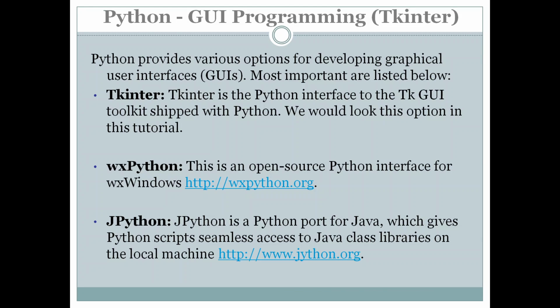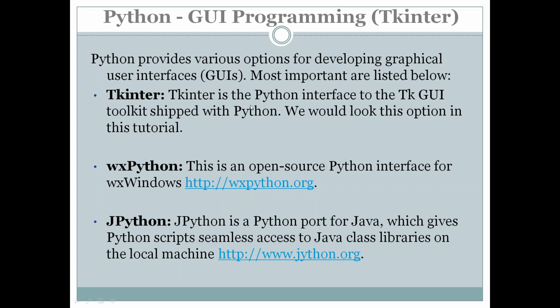Python provides various options for developing a graphical user interface. The most important libraries which can be used are listed here. These are tkinter, wxPython and JPython. tkinter is the default library which is distributed with Python. This means tkinter is available by default with the Python distribution. No need to additionally install the tkinter library in Python.